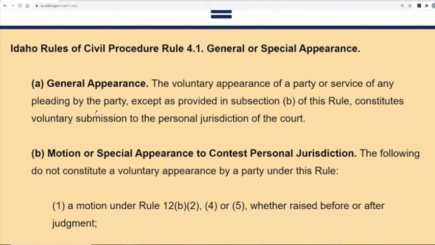All right. Rule of Civil Procedure 4.1, General and Special Appearance. A. General appearance. The voluntary appearance of a party or service of any pleading by the party, except as provided in subsection B of this rule, constitutes voluntary submission to the personal jurisdiction of the court.